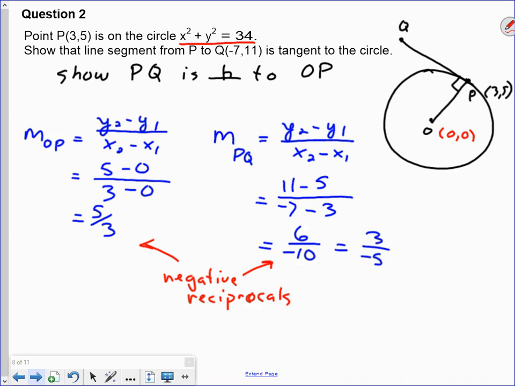So PQ is a tangent. Therefore, PQ is tangent to the circle.